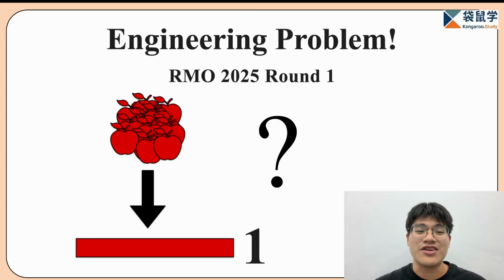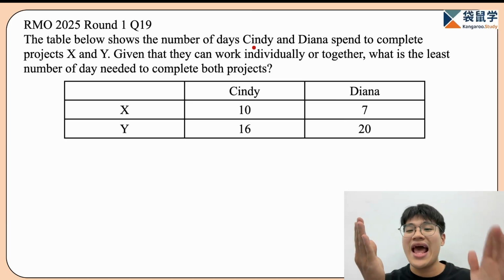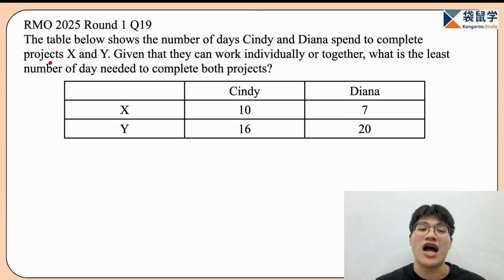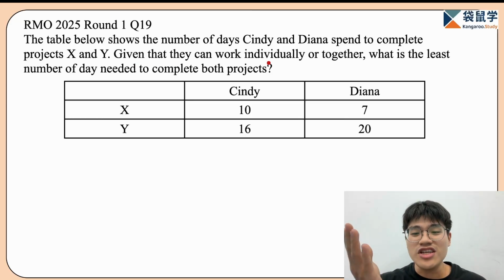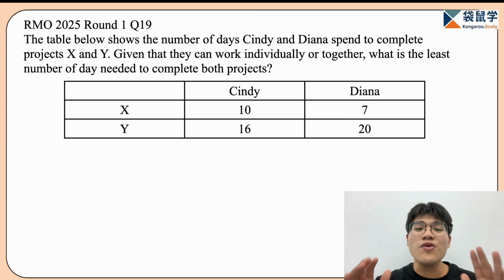Today, let's see a question from RMO 2025, round 1. Here is the question. The table below shows the number of days Cindy and Diana spent to complete projects X and Y. Given that they can work individually or together, what is the least number of days needed to complete both projects? First, we have to know what kind of problem it is.